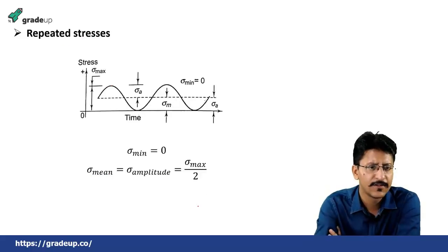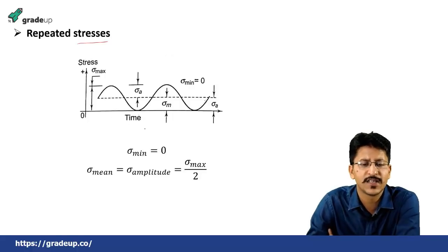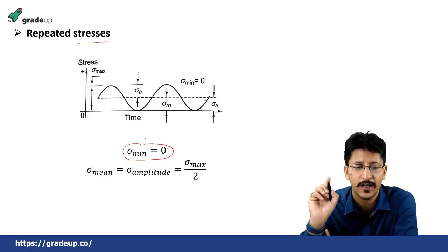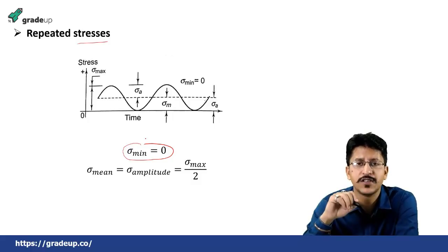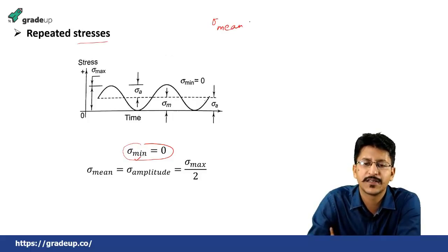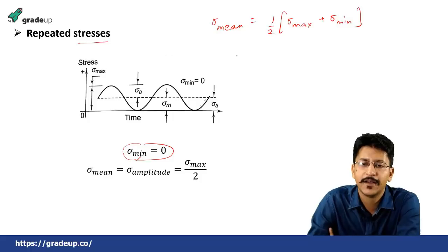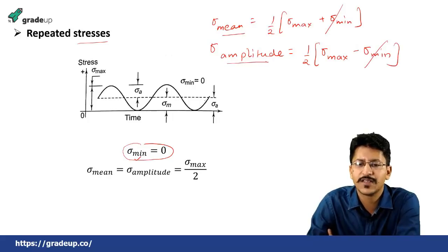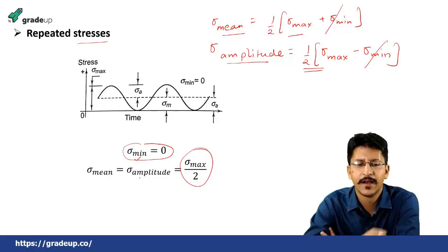Next is the case of repeated stress. In the case of repeated stress, the minimum stress is 0. Please remember these conditions also. They are also very important. So minimum stress is 0, because we know mean stress is equal to 1 by 2 maximum plus minimum, and stress amplitude is equal to 1 by 2 maximum minus minimum. In the case of repeated stress, the minimum is 0, so the mean stress and the stress amplitude are both equal to sigma max by 2.